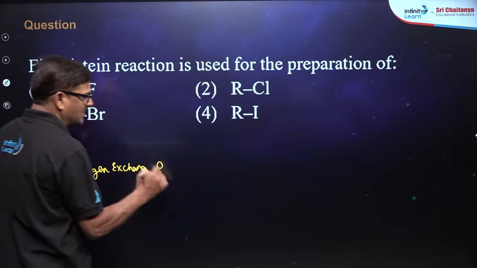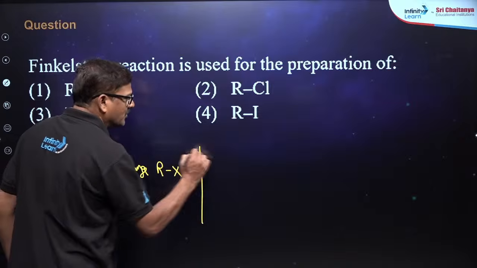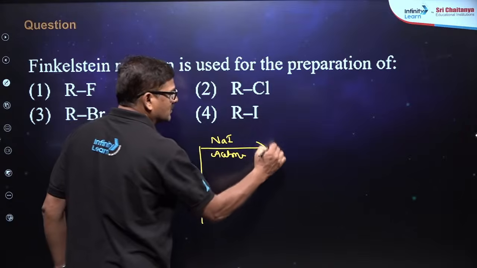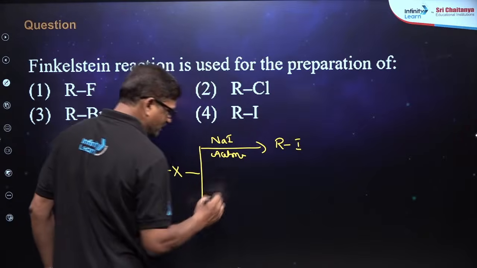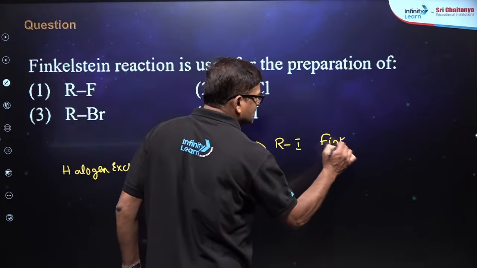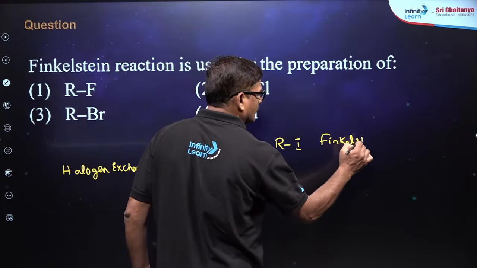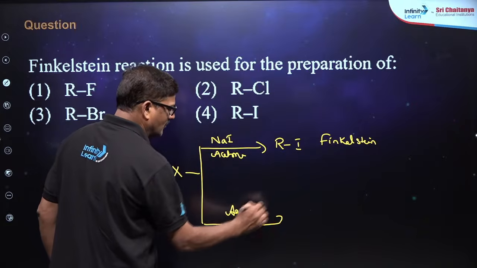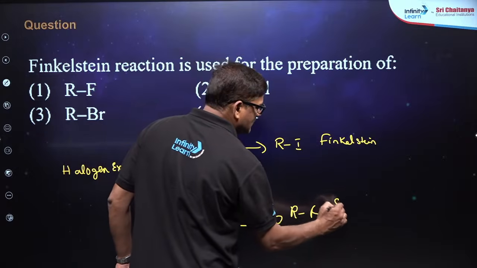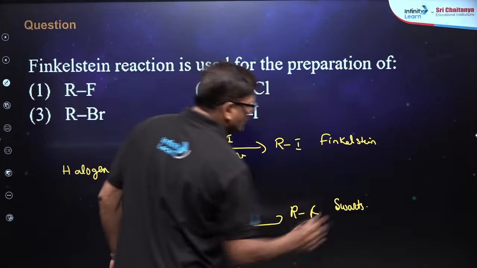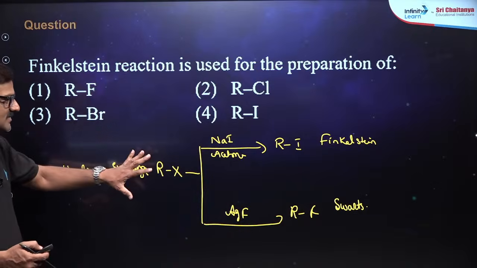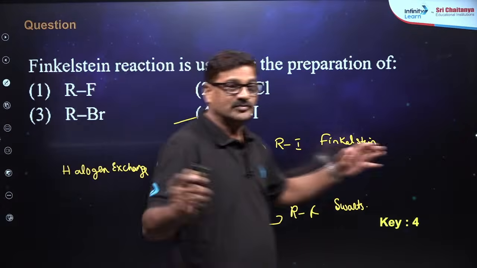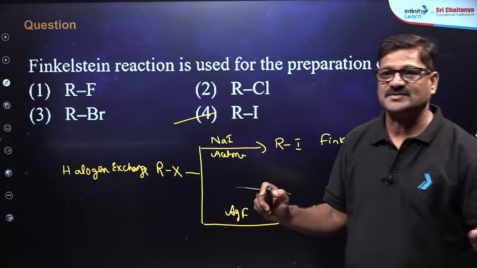In the halogen exchange reaction, alkyl halide, if it is treated with NaI in the presence of acetone, you are going to get one halogen exchanged. This is what is called Finkelstein. With AgF, you are going to get RF, that you can say Schwarz reaction. Now you can see this Finkelstein reaction is used for the preparation of alkyl iodide. Both are halogen exchange reactions.